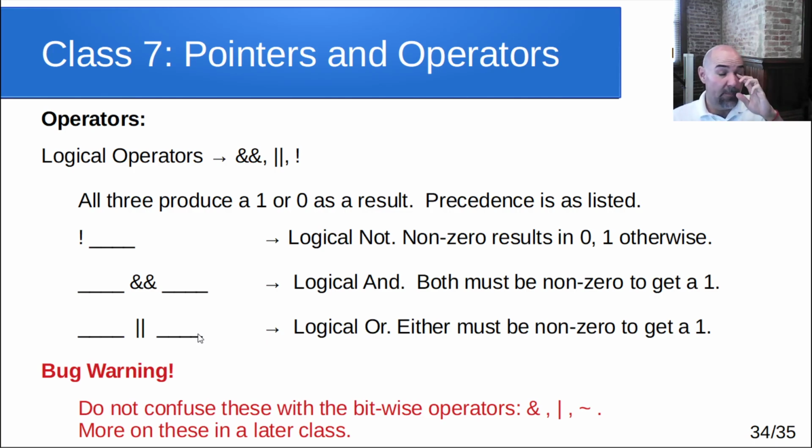One quick bug warning, and I guarantee this is going to come up later on in the semester in some of your code: don't confuse the bitwise operators, single ampersand, single or, single vertical bar, or the tilde, for the logical ones, which are double ampersand, double or, double vertical bar, double pipe, whatever you want to call that symbol, and the exclamation mark. So if you use a single ampersand where you meant a double ampersand, it has a different effect.